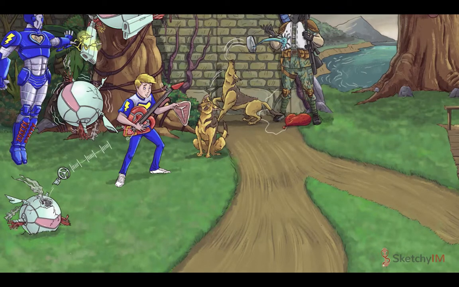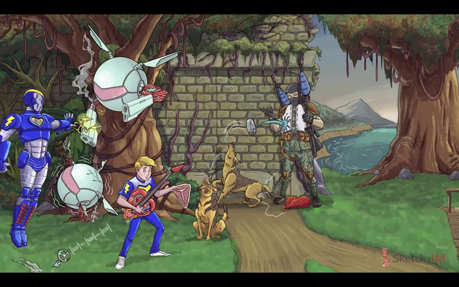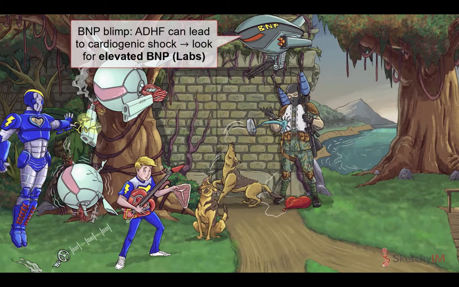We've mentioned that cardiogenic shock can present with symptoms of acute decompensated heart failure. Well, the converse is true too. Severe acute decompensated heart failure can also lead to cardiogenic shock. In these cases, cardiac biomarkers of heart failure will be present, such as elevated BNP, represented by the souped up BNP defense blimp patrolling the grounds of Hypoxos's layer.